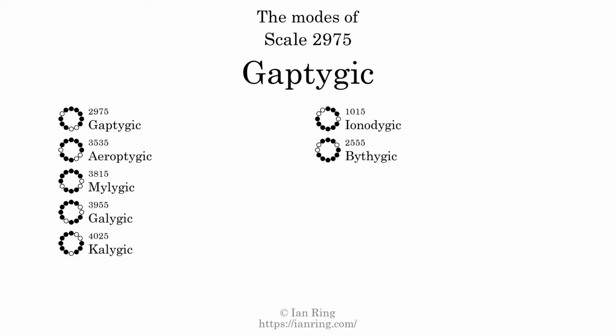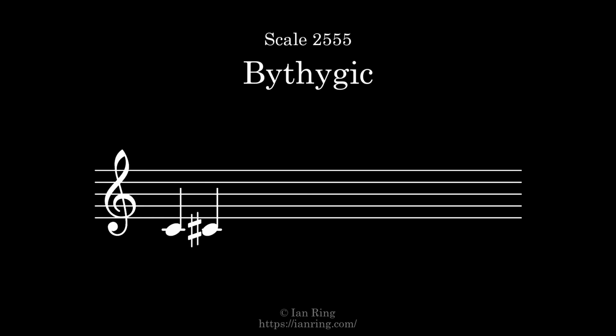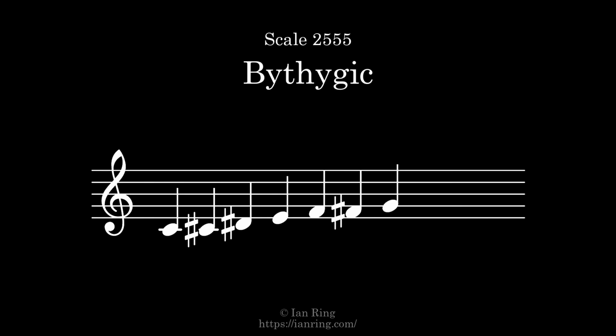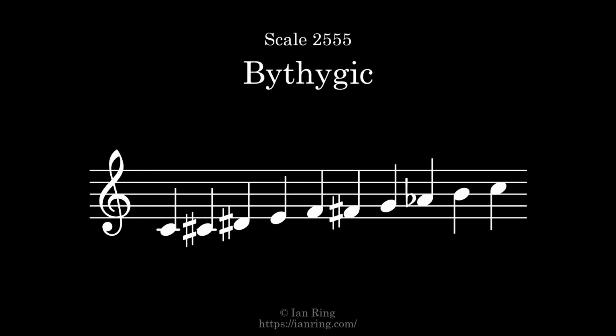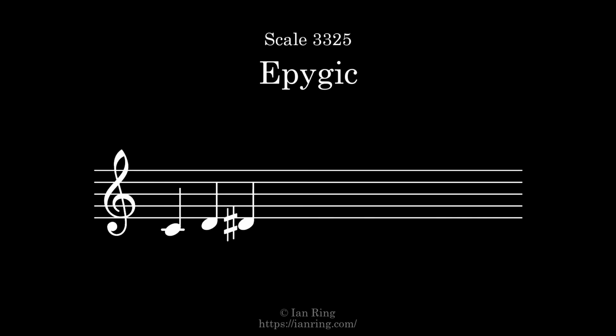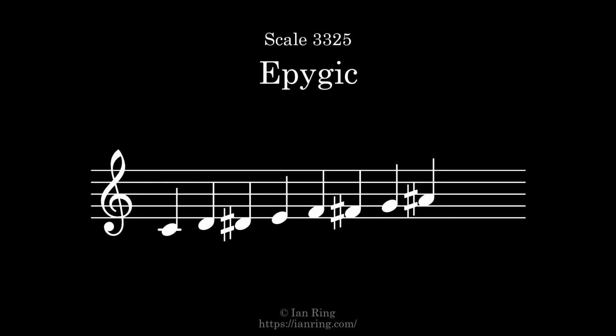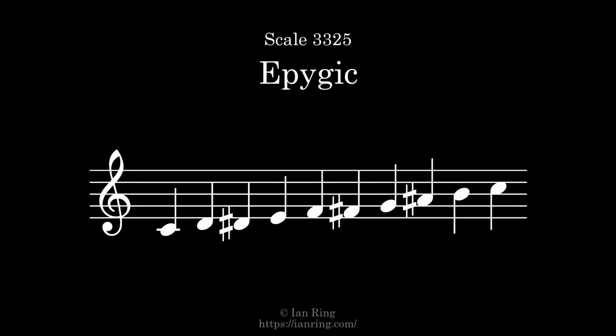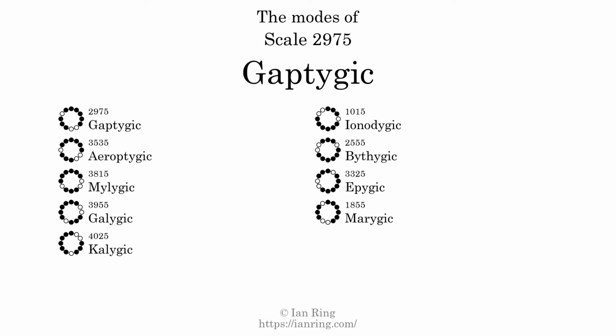The seventh mode is scale 2555, also known as Gaptygic. It sounds like this. The eighth mode is scale 3325, also known as Gaptygic. It sounds like this. The ninth and last mode is scale 1855, also known as Mylogic. It sounds like this.